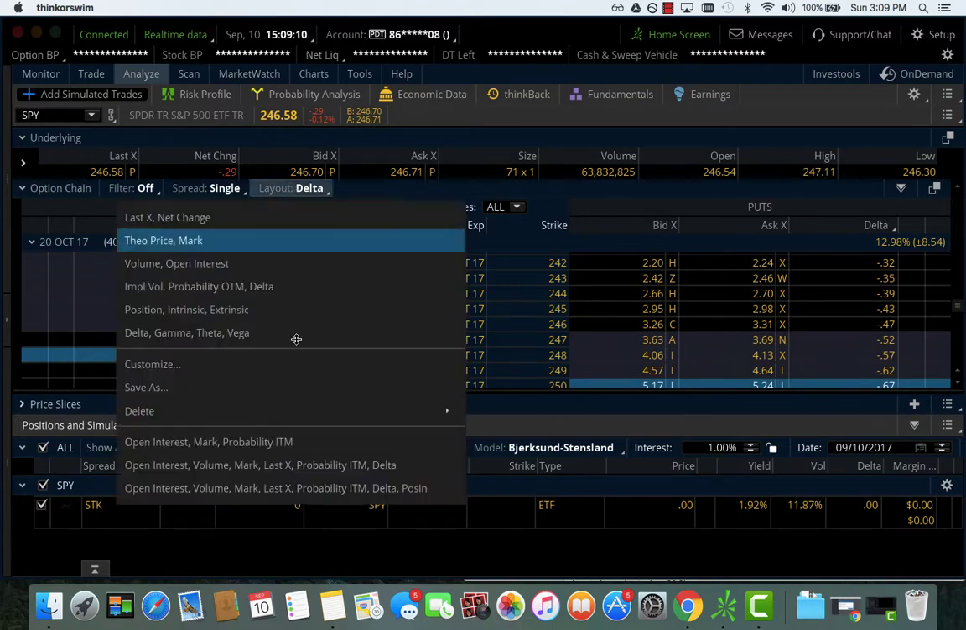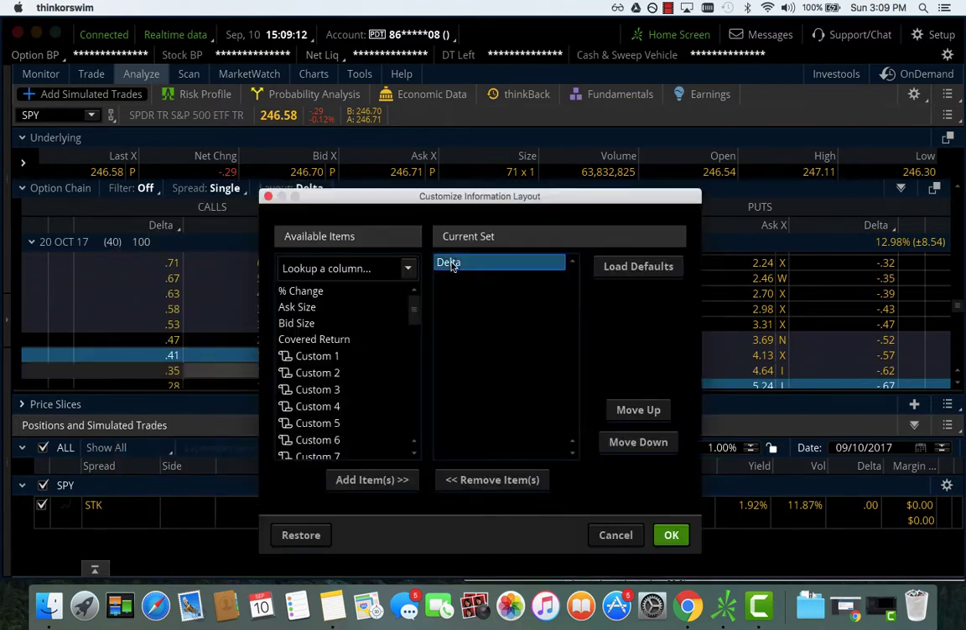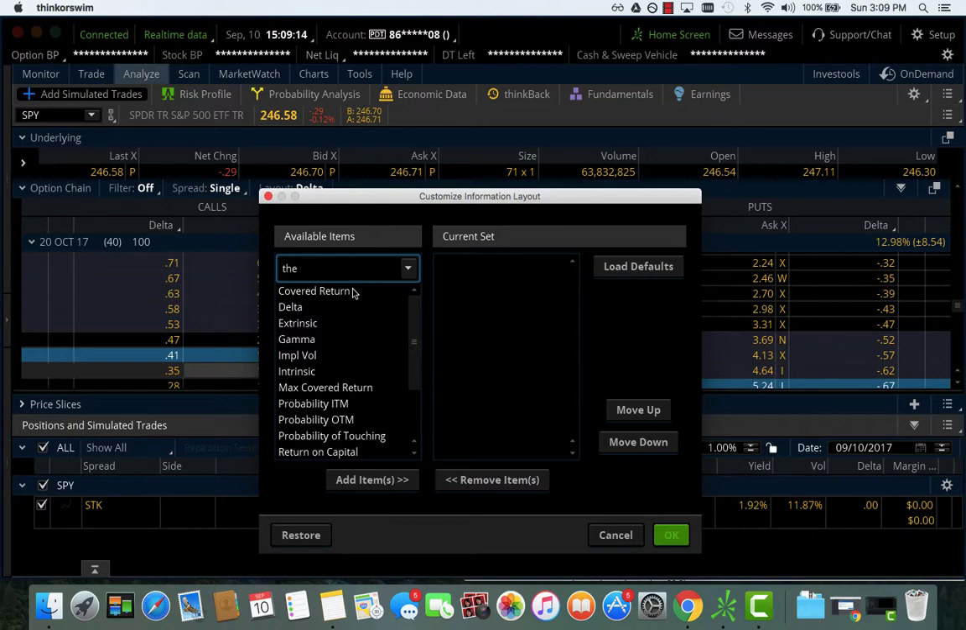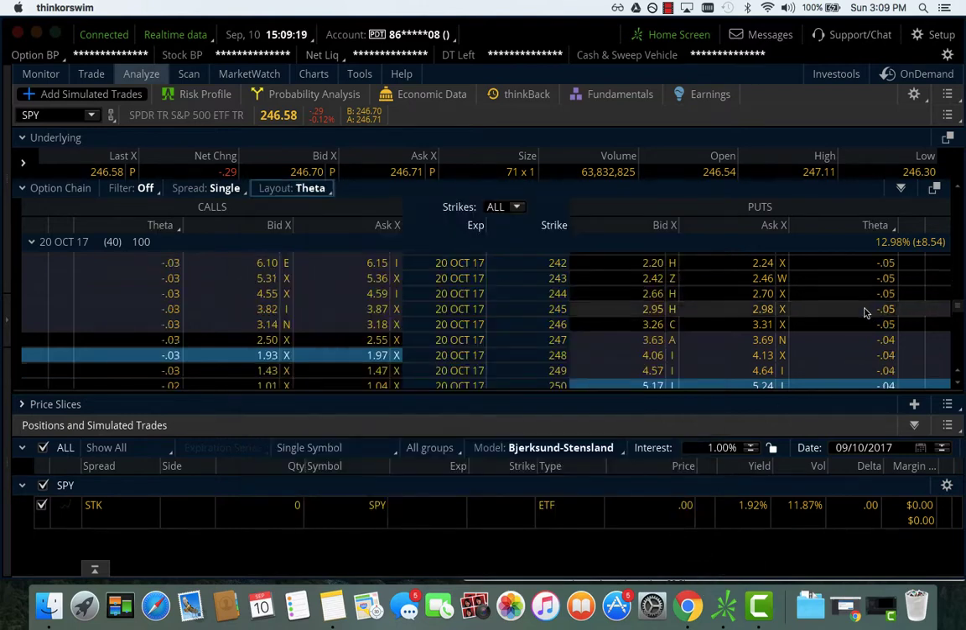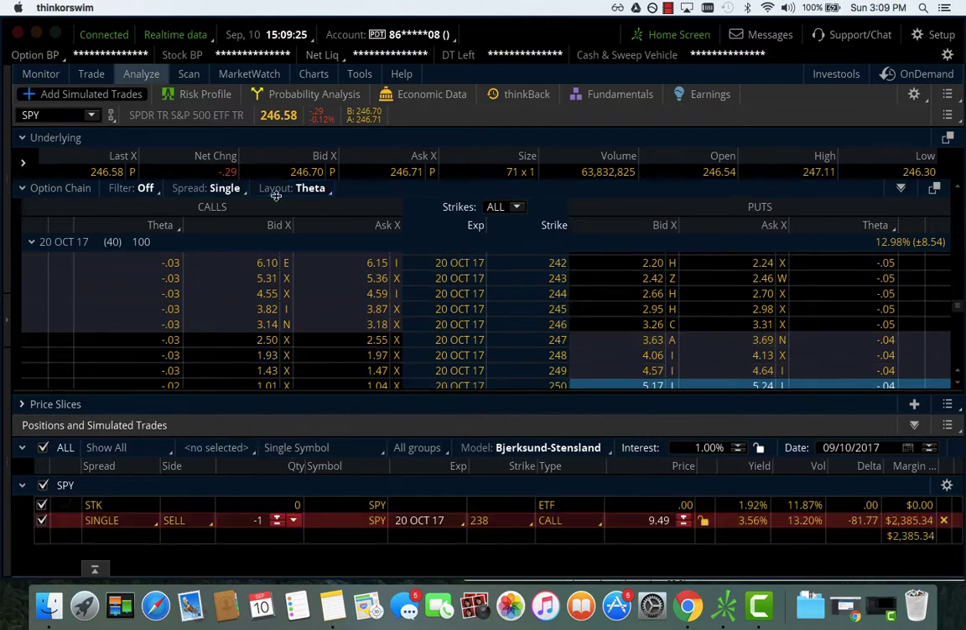Let's take a look and see what that looks like here. So I'm going to go to customize. I'm going to get rid of this, and I'm going to go to theta. As you guys can see, theta decay is highest at the money strikes. Totally makes sense, right?